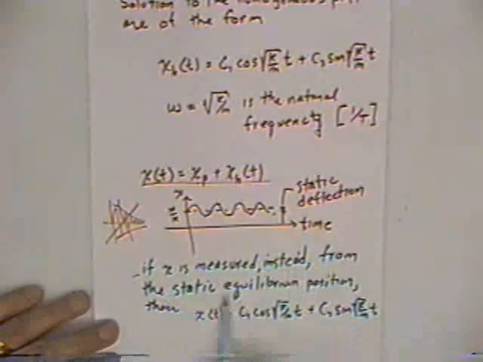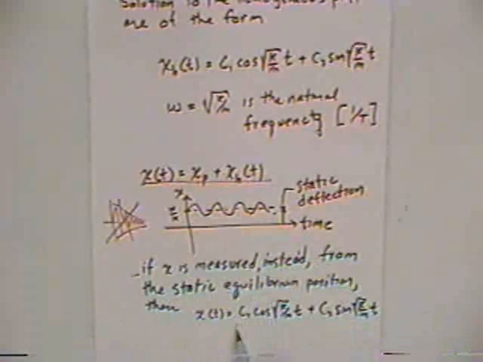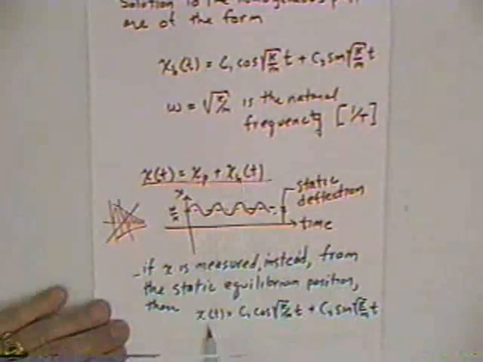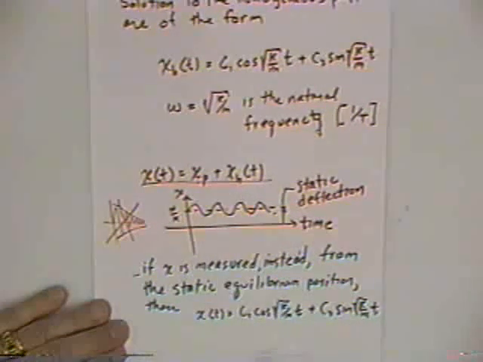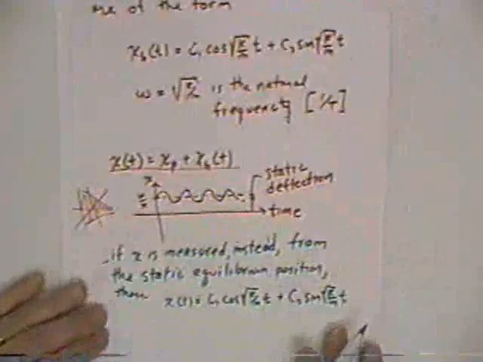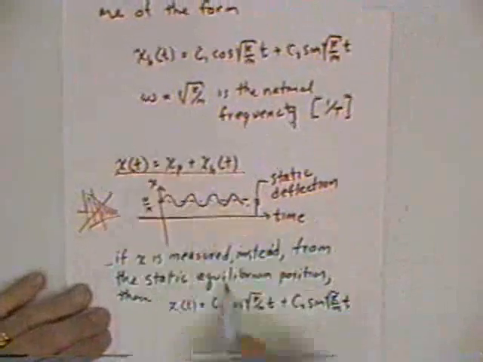If x is measured instead from the static equilibrium position, in other words, if we had done this on an air table and looked at horizontal vibrations, or if we had measured x from the equilibrium position, we would have, instead of having the homogeneous part equal to that, the solution be equal to that, because the static deflection would be 0 then. And so that's how you'd set up an equation and obtain and apply the solution, or get the general solution for the free vibration. Let's take a little.